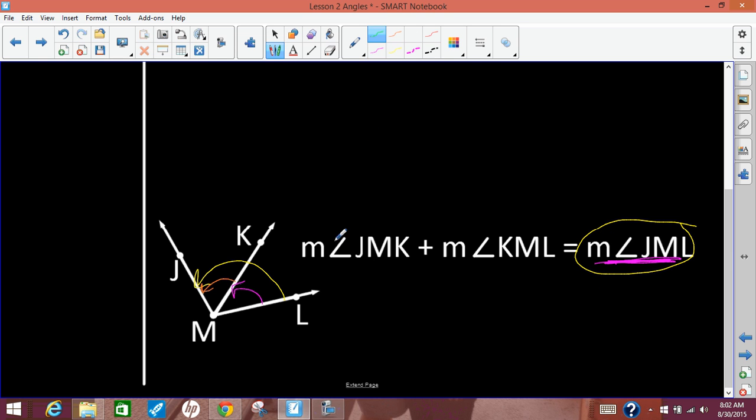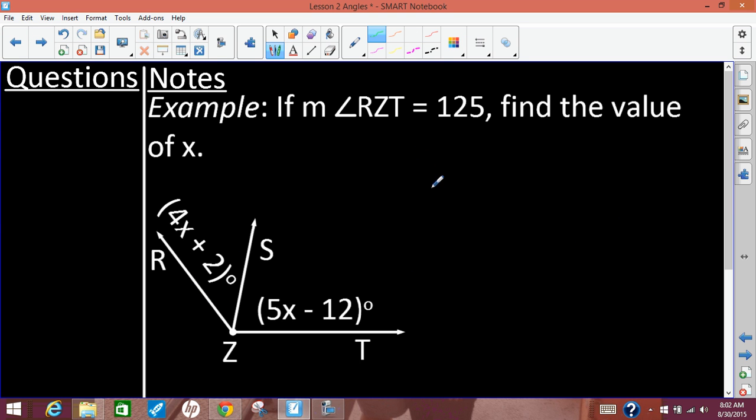And here's a little note. Notice the lowercase m. We read this the measure of angle JMK. So putting a little m in front of the name tells us we're talking about how big the angle is. And if we knew that, we could plug in the degree measures. So I'll do an example with you, I'll have you do one, and then we'll be on to the you do's.